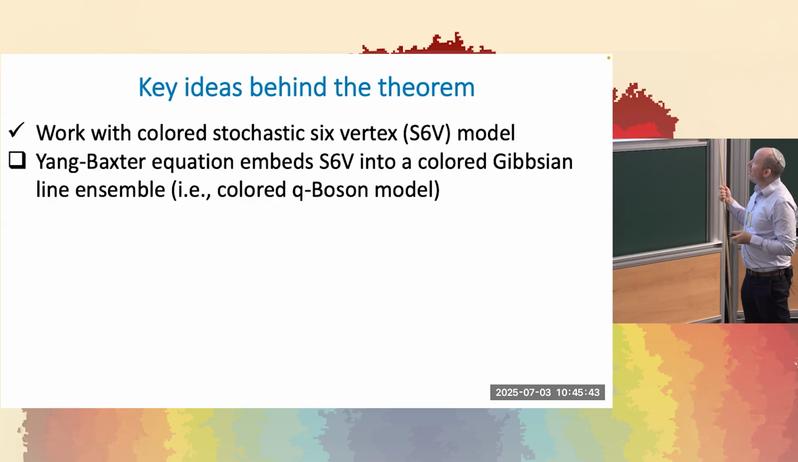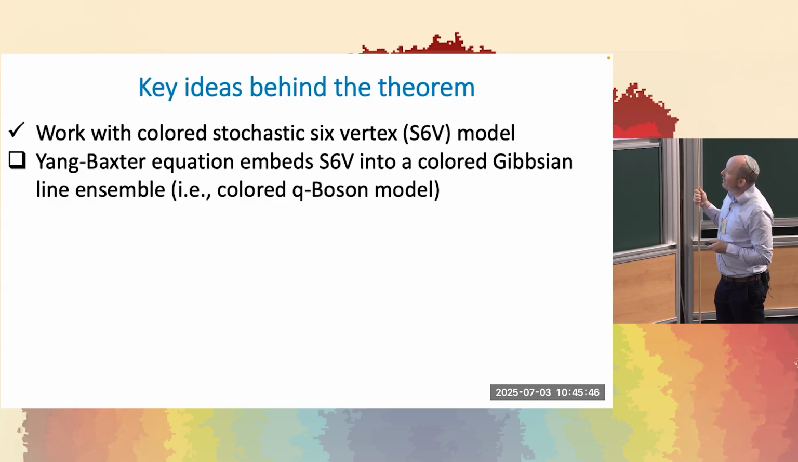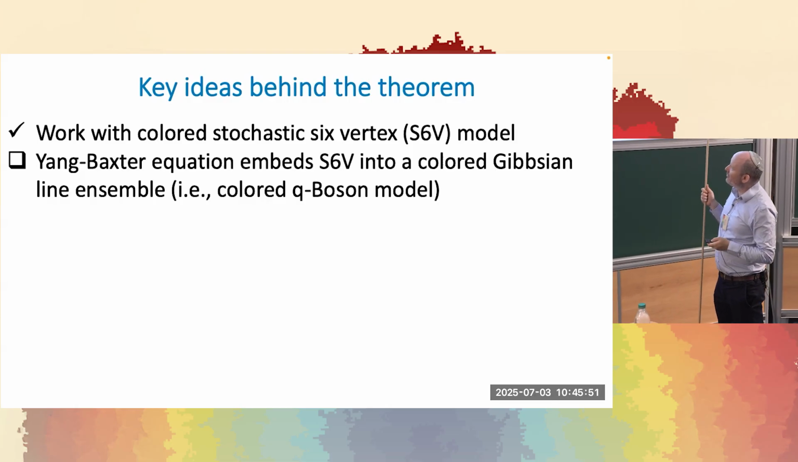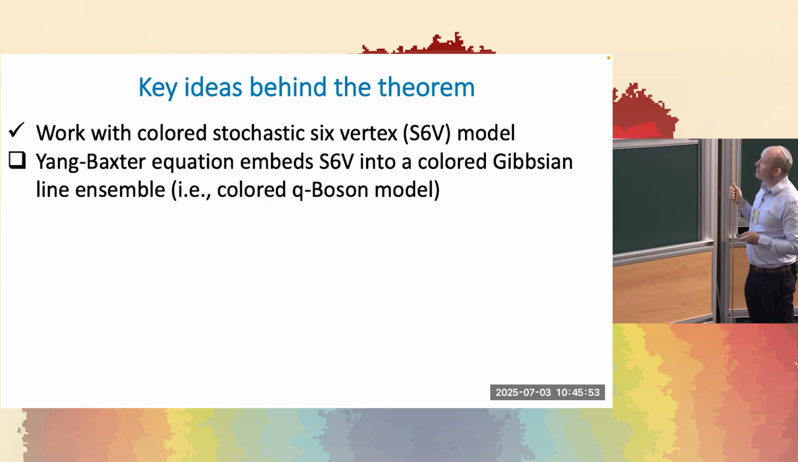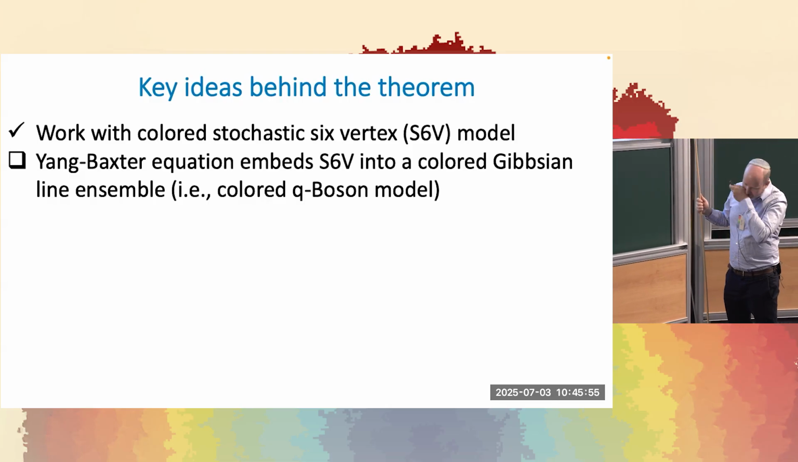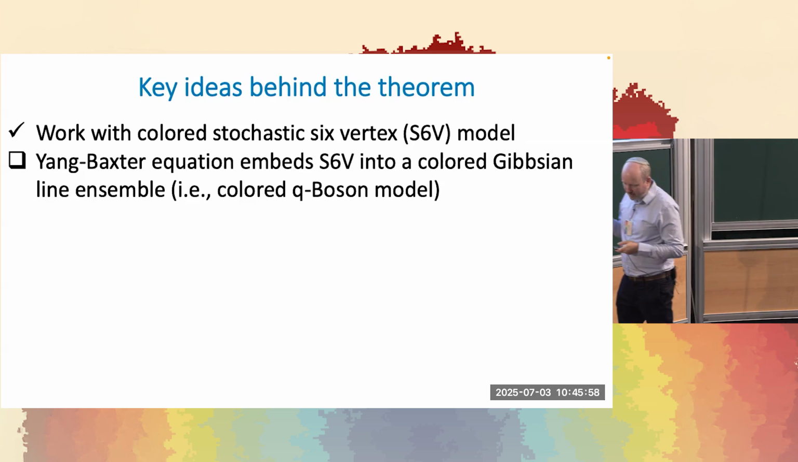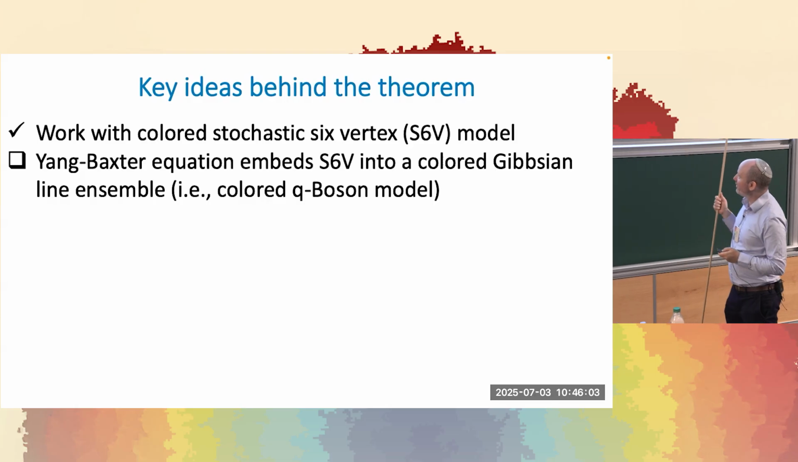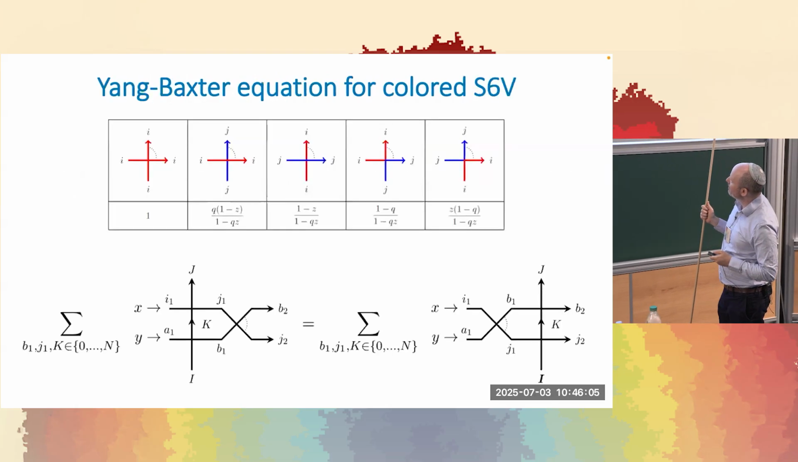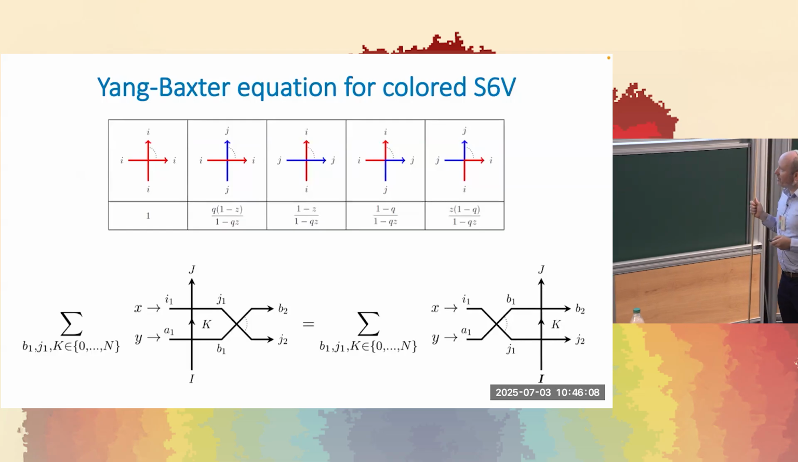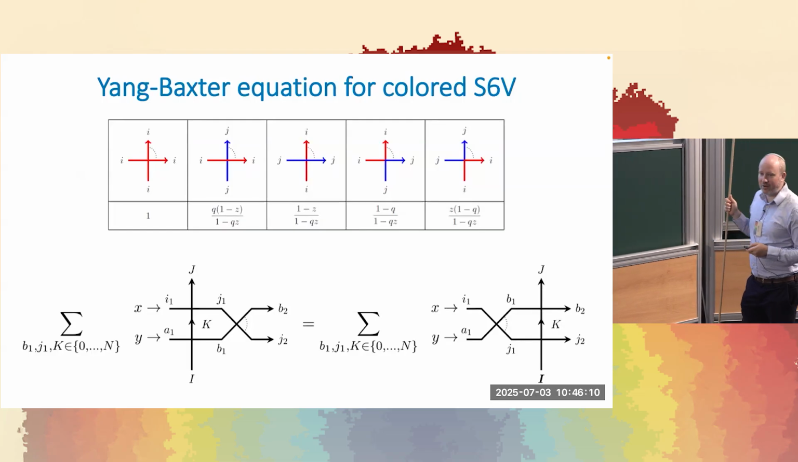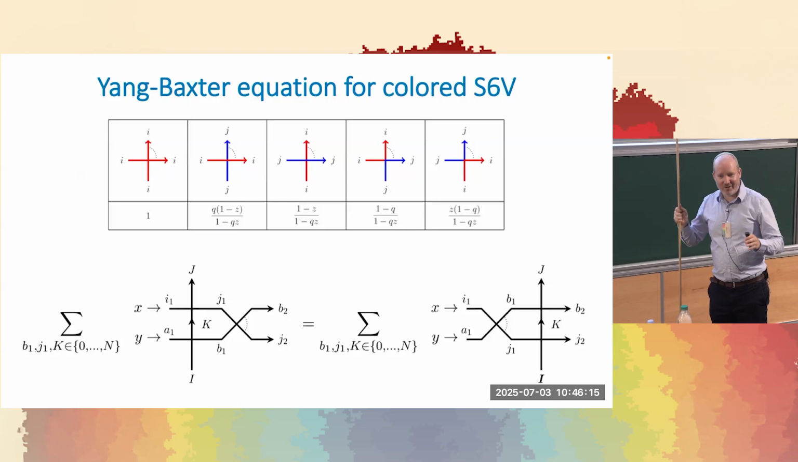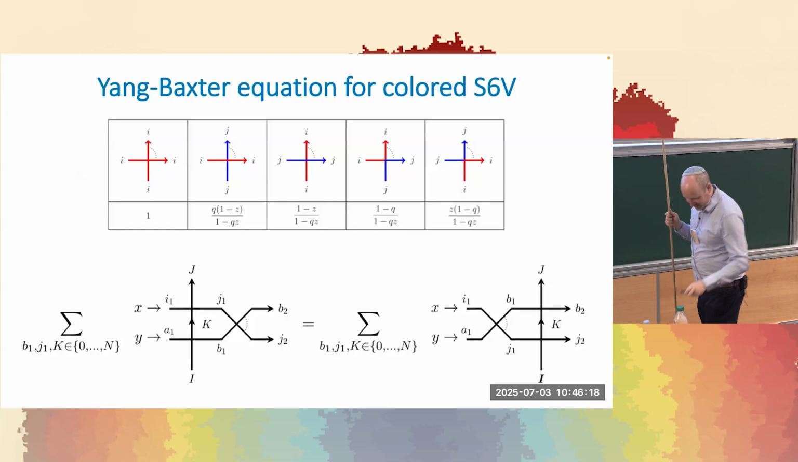We're trying to prove this theorem about colored ASEP, and I've told you that we're actually going to focus on the colored stochastic 6-vertex model and prove a result there. For the last few minutes, I'm going to introduce the Yang-Baxter equation and tell you how to think about it. In the beginning of the next lecture, I will tell you how we use it. Think of this as a primer on Yang-Baxter. If you've never seen this before, that's great, because I'm going to try to explain carefully what it means.